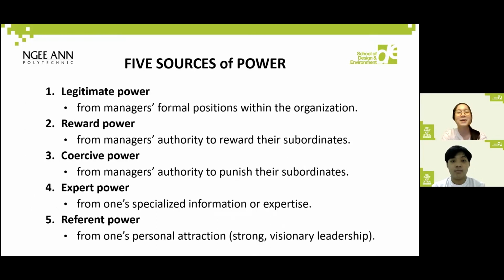All right, so here are 5 sources of power. Firstly, we have legitimate power. This is from managers' formal positions within the organization. Next, we have reward power. This is from managers' authority to reward their subordinates. And then we have coercive power. This is from managers' authority to punish their subordinates. Fourthly, we have expert power, and this is from one's specialized information or expertise. And lastly, we have referent power. This is from one's personal attraction, which is strong and visionary leadership.